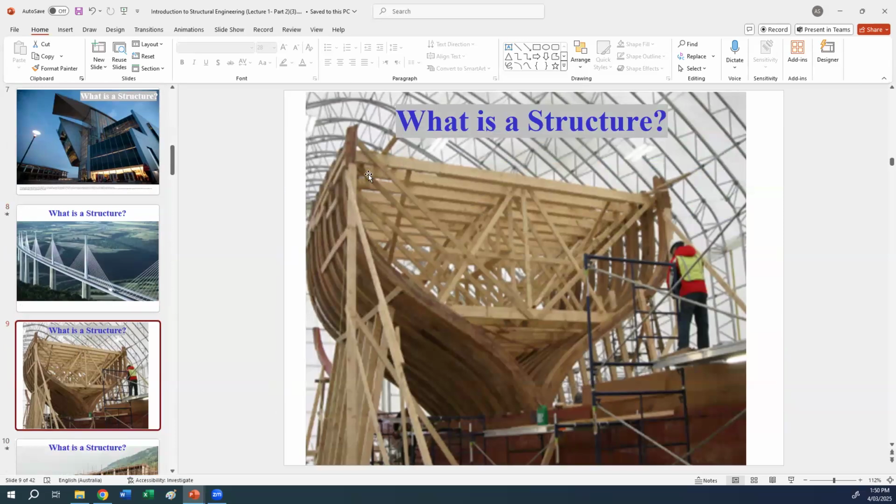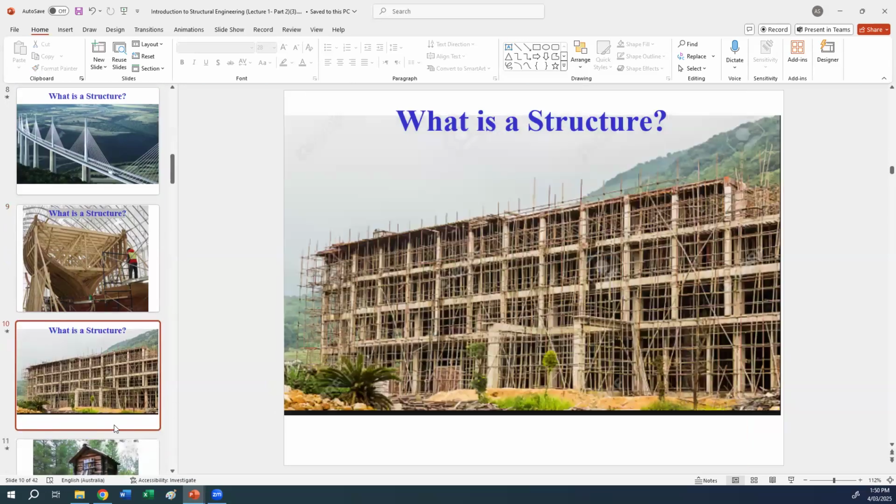This is like a ship, a ship made from timber, so this also can be considered as a structure. And this is another type of structure, which is a reinforced concrete structure. You can see here the columns, the beams, and slabs, and all this is steel shuttering or steel formwork. As you know, to form the concrete, you need timber formwork or steel shuttering to form the concrete and hold it until it is hardened.